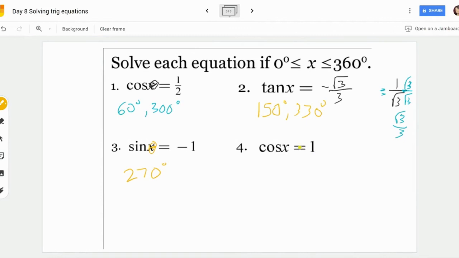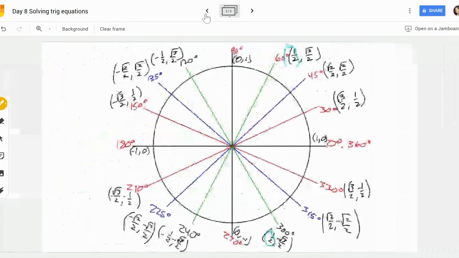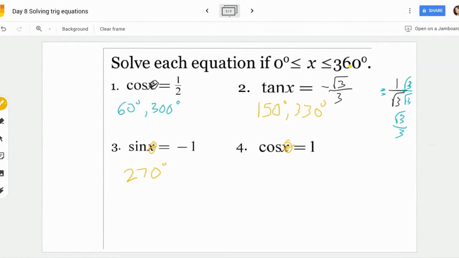Cosine of x being equal to 1. So remember, this is theta. What angle has the x value being 1? The angle having x value 1 is right here, 0, and technically 360 because we're saying included both. So 0 and 360. All right, that's basically everything, just using the unit circle.